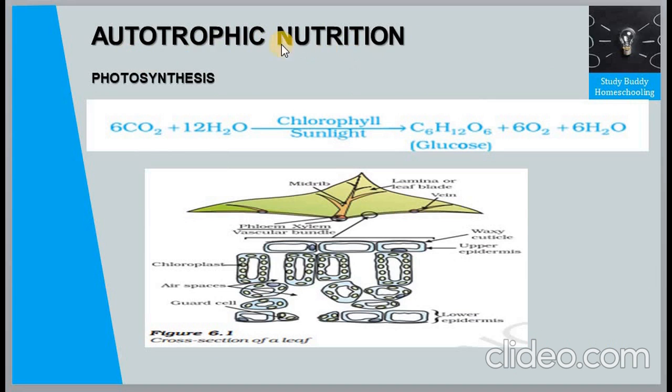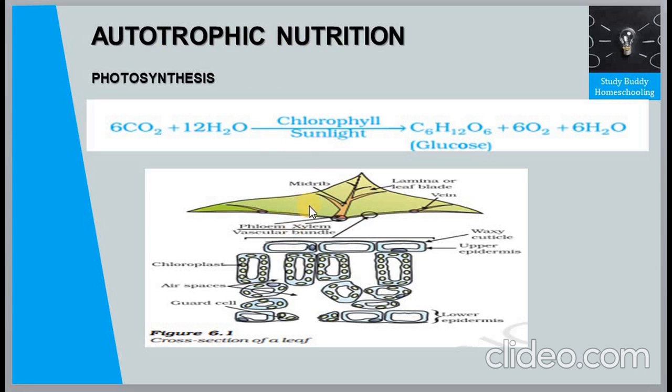Autotrophic nutrition, that is self-preparation of the food by the plants. The process of preparation of food by the plants is known as photosynthesis. So there are certain ingredients required for the plants to prepare food. They are chlorophyll, carbon dioxide, water and sunlight. These are very important ingredients for the preparation of the food.